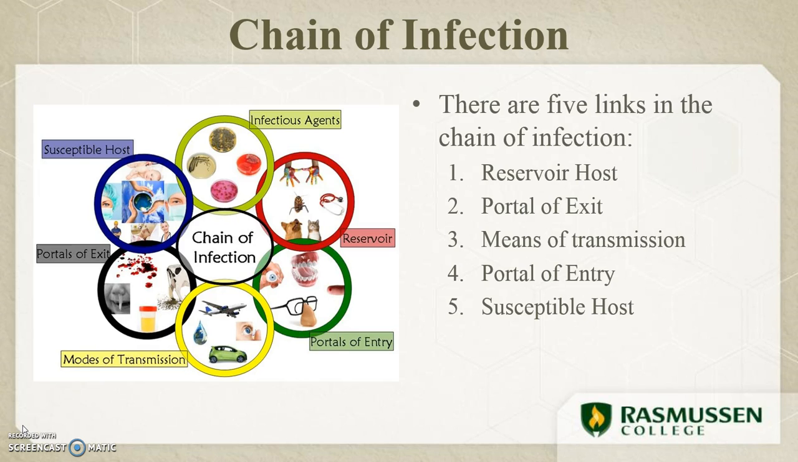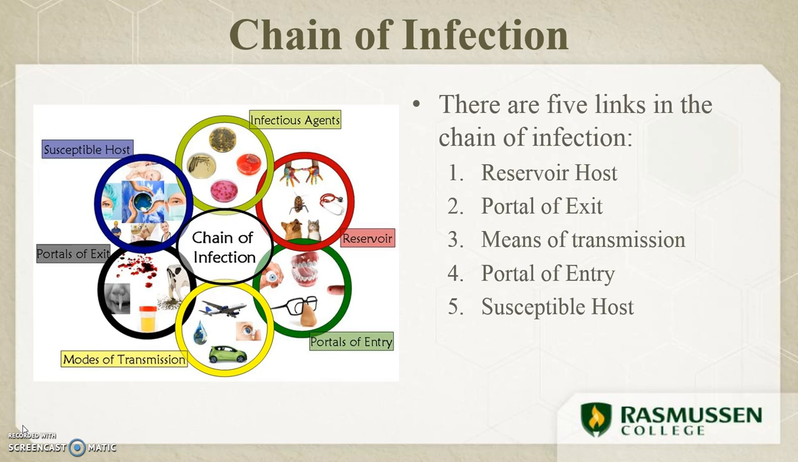The third link is what we call the means of transmission. And this is really how the organism got out. This can either be indirect contact or direct contact. Link 4 is the portal of entry, and that's how your pathogen gets into the new host. Just like it got out of a host, that's the same way it can get into a host.